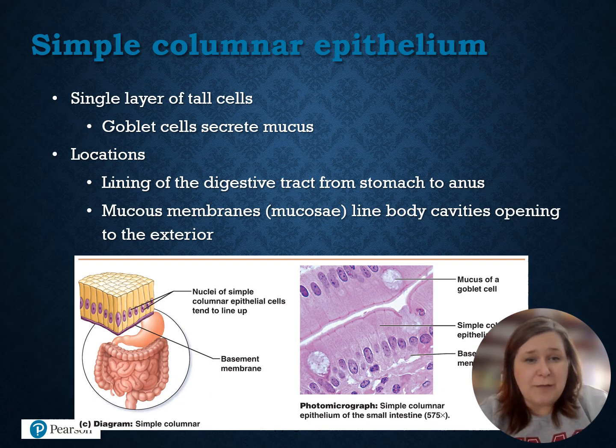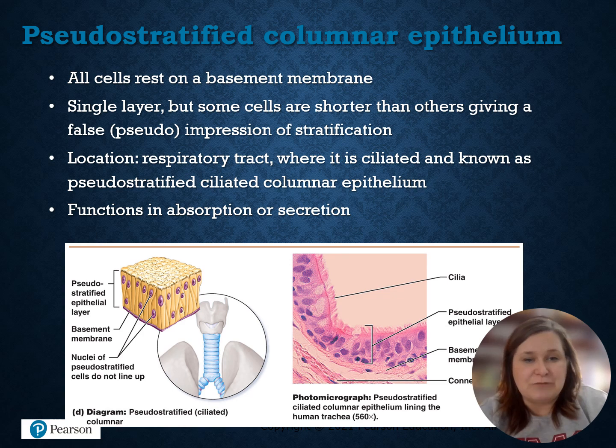For simple columnar epithelium, you will notice that this is going to be a single layer of tall cells, and you'll see these big divots. Let me point out some of these to you. You'll see these big divots in the surface. We call these goblet cells. The purpose of goblet cells is to secrete mucus. So we will find these places where mucus is found. So this is going to be places like the lining of the digestive tract and mucous membranes, right? So any body cavity that is opening to the exterior naturally, we will find these cells there.